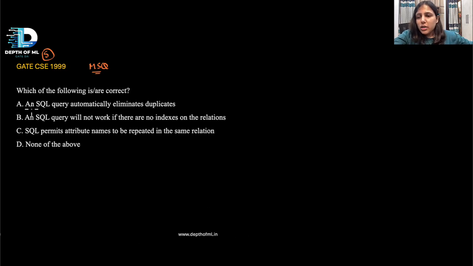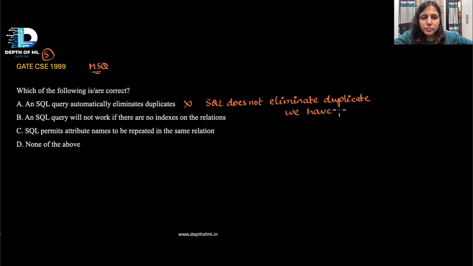The first statement is: an SQL query automatically eliminates duplicates. So this is incorrect, right? SQL does not eliminate duplicates. We have to use the distinct keyword to do that. Okay, so this option is incorrect.